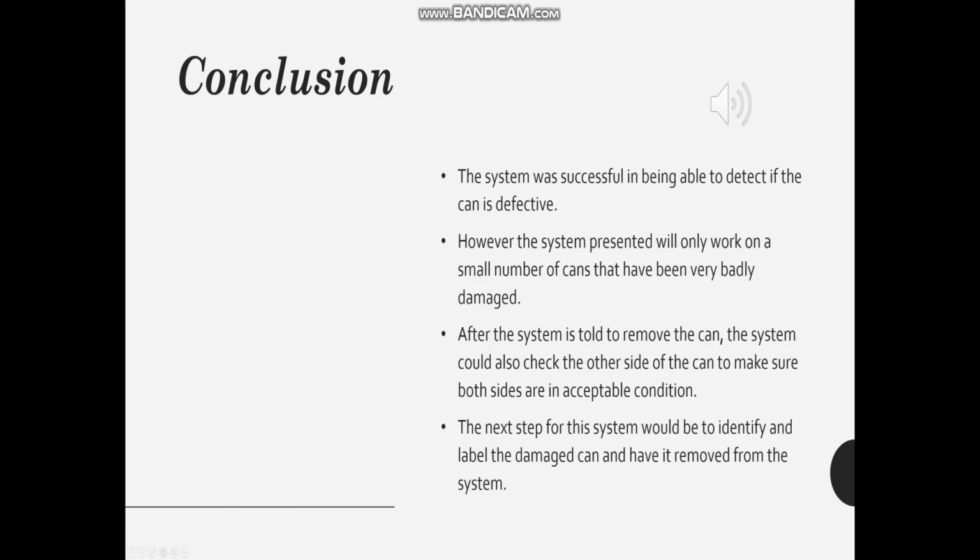Based on the results and analysis of the system, the conclusion can be made that the system was successful in being able to detect the defectiveness of cans. But as of now, the system is only able to detect defects on one side. One possible improvement to the system would be to expand the detection area to allow both sides to be detected for defects. Another improvement that could be made is for the system to not only count the defective cans, but to remove them as well. But all in all, the goal of being able to detect defects in a sample of cans was accomplished.